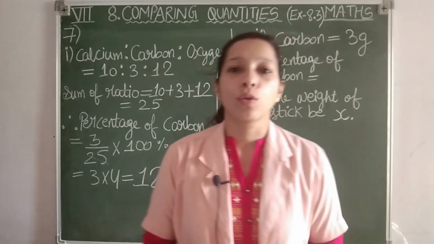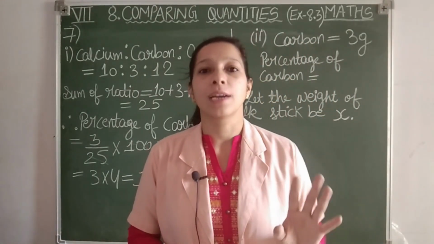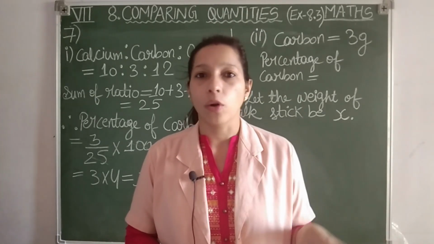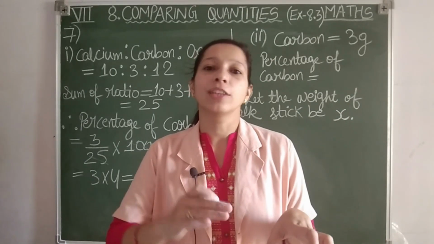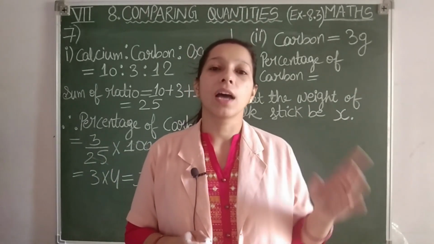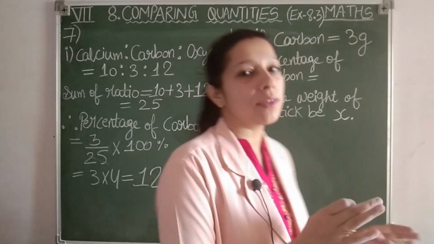Students, here you are going to find the unknown quantity. In exercise 8.2 we have studied such a question where the heading was find the whole quantity if this much percentage of something is this much. So in such a condition what have we done? We have taken the unknown quantity as x. Same thing we will do here, students.